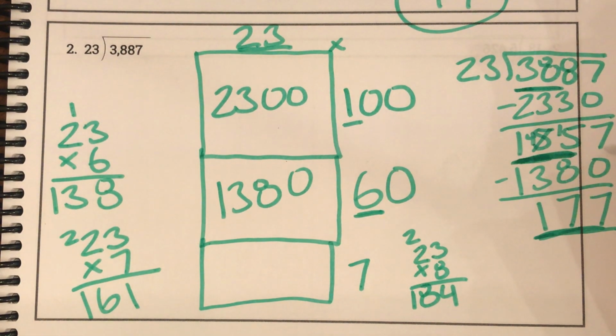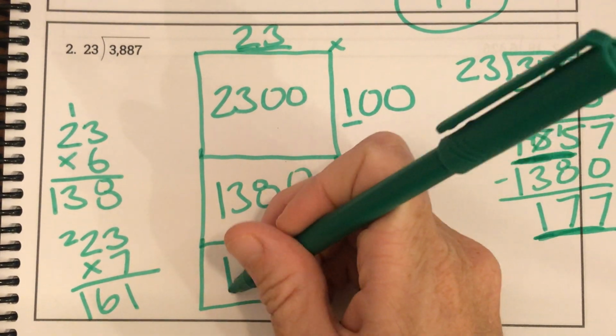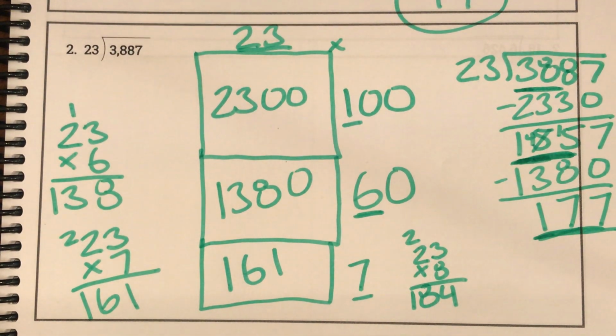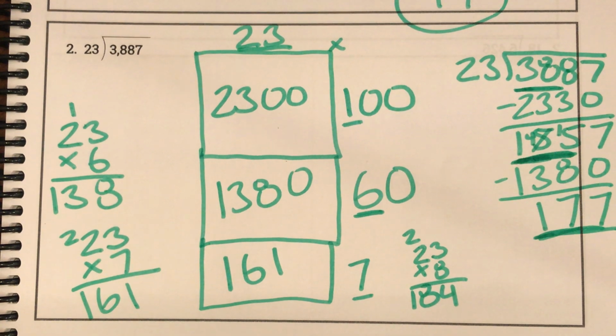Okay, so let's look at that. Now when we do the 7, we already figured out what 23 times 7 was. It's right here. And there's not going to be any extra 0. So 23 times 7 is 161. Okay, 23 times 7 is 161.